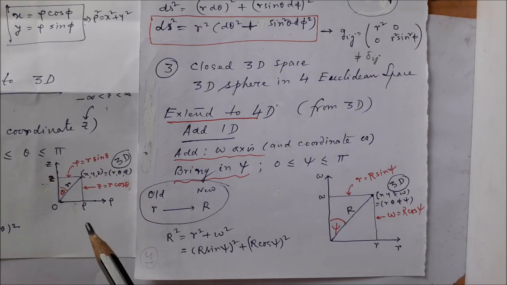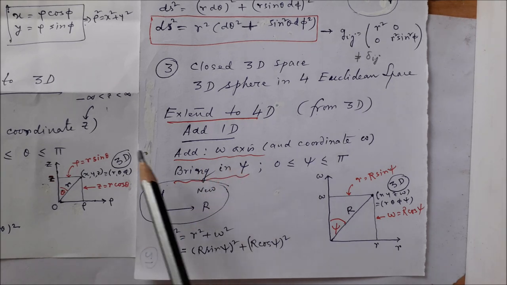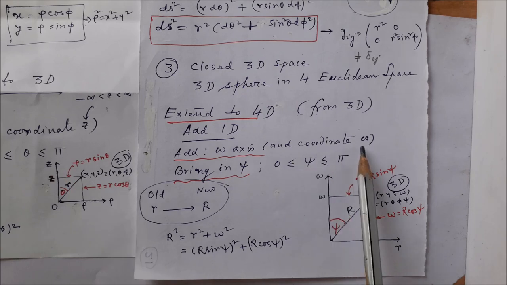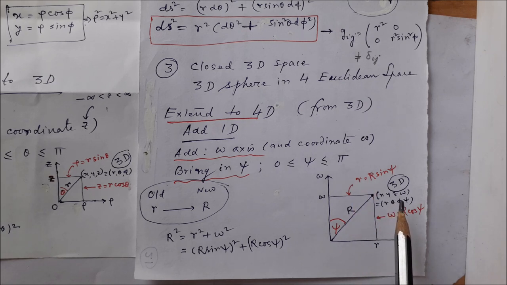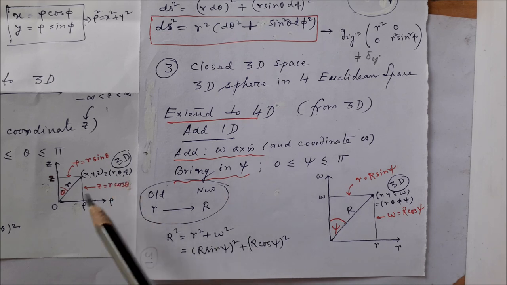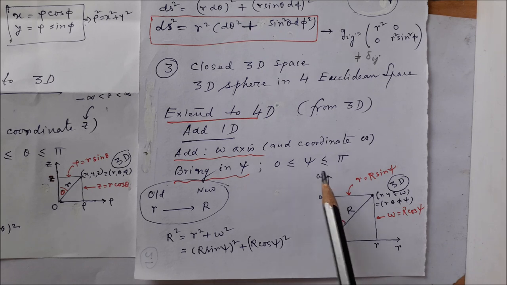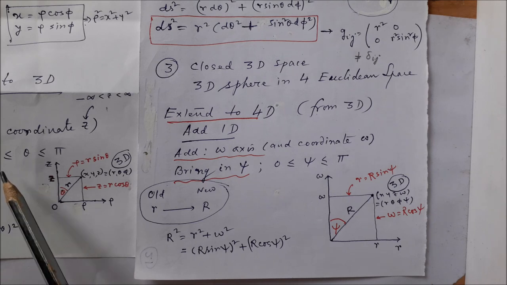What we do now is add a dimension, say omega axis, to the 3D space by introducing a new coordinate omega. So the coordinates become 4 in number, x, y, z and omega. And the spherical polar coordinates in 3D, which were r, theta, phi, have to be extended by another coordinate, which we take to be angle psi. With this limit, following the technique or strategy of extension in the earlier case.